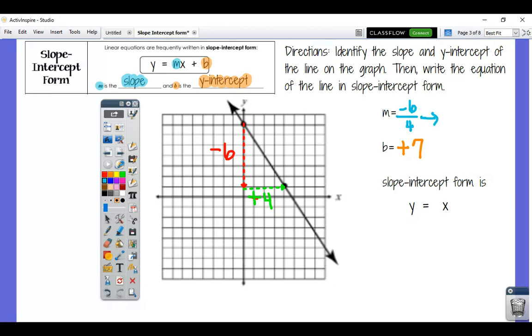But we simplify every single thing. We simplify everything when we're talking about slope. So this simplifies to -3/2. So write it in slope-intercept form. My slope is -3/2, and my y-intercept is a +7.